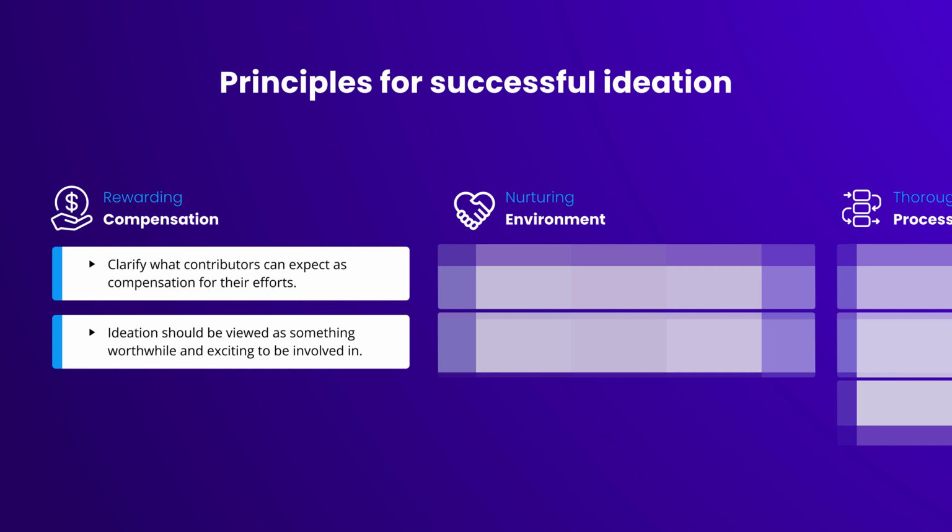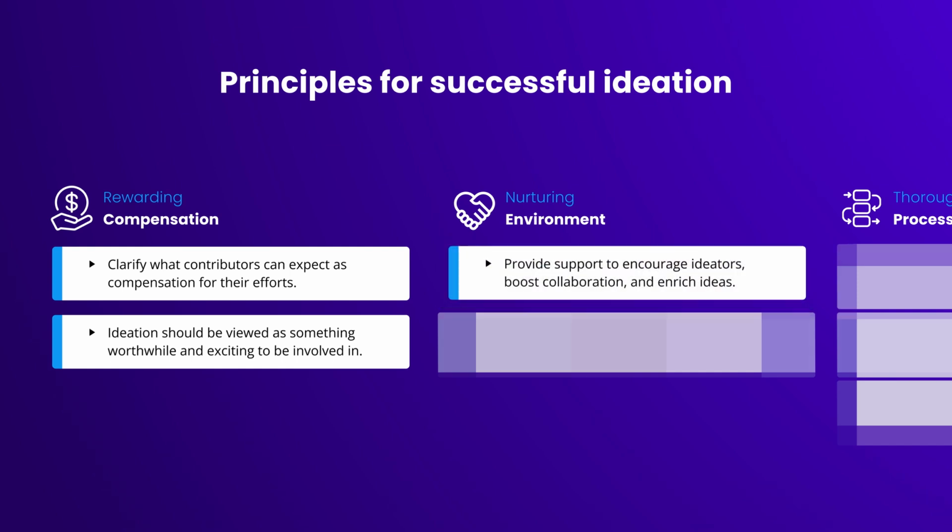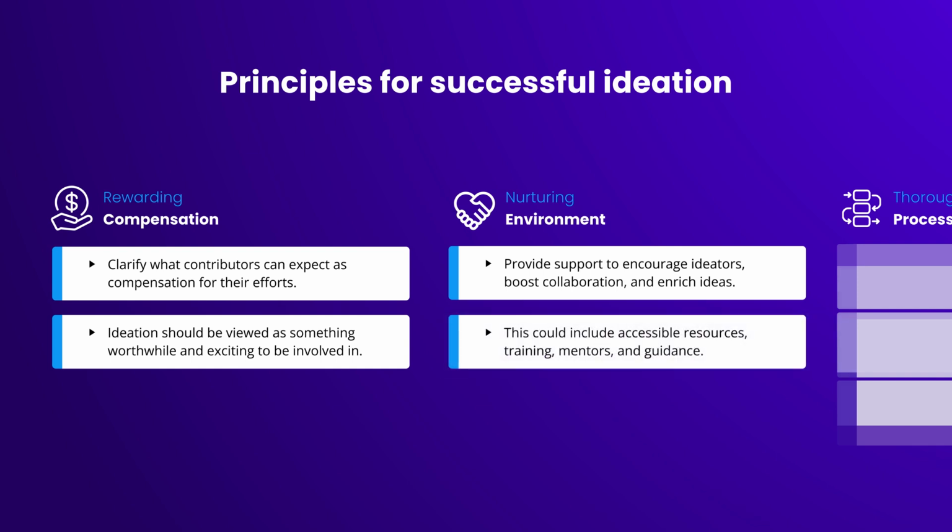Principle 5, nurturing environment. This is about providing support to encourage ideators, boost collaboration, and enrich ideas. Not every potentially winning idea is perfect when first captured. So create a nurturing environment that ensures imposter syndrome doesn't stifle creativity, that diamond ideas in the rough are not overlooked, and that there are adequate and accessible resources, training, mentors, and guidance to transform ideas into valuable innovations.